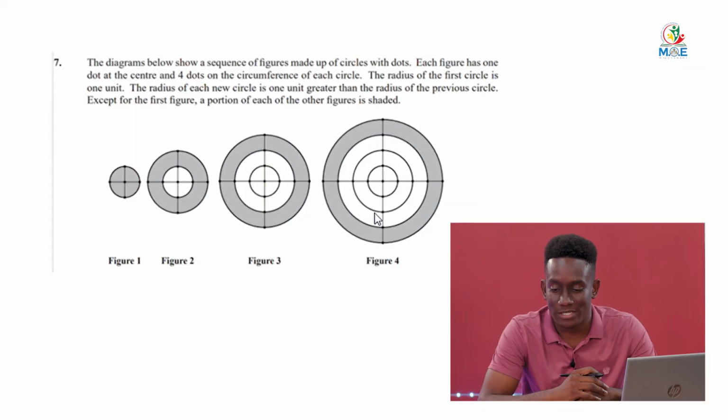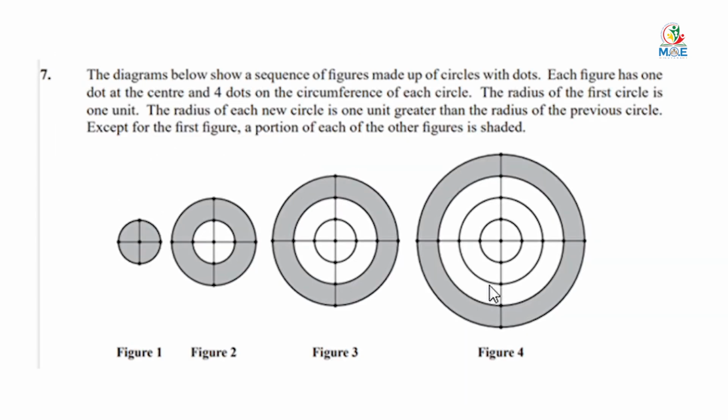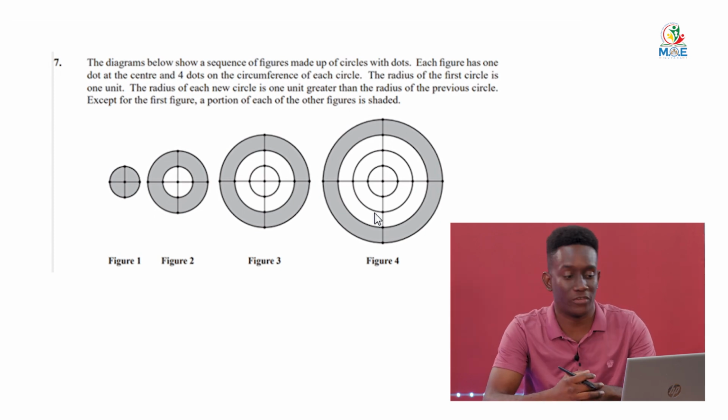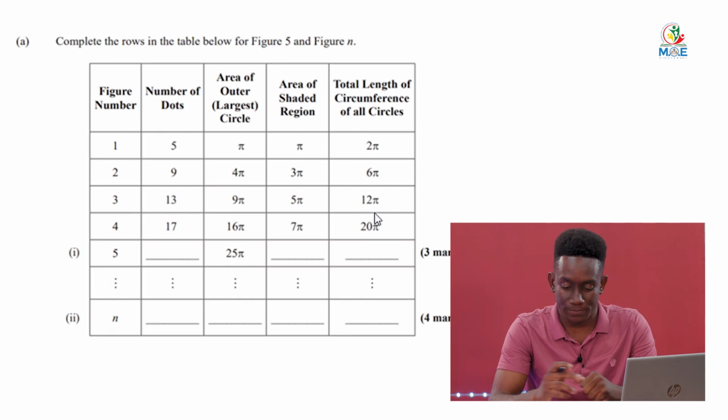So the question says, the diagrams below show a sequence of figures made up of circles with dots. Each figure has one dot at the center and four dots on the circumference of each circle. The radius of the fourth circle is 1 unit. The radius of each new circle is 1 unit greater than the radius of the previous circle. Except for the fourth figure, a portion of each of the other figures is shaded. So figure 1 is excluded from this last piece, because with figure 1, everything is shaded. So let's head into the question.